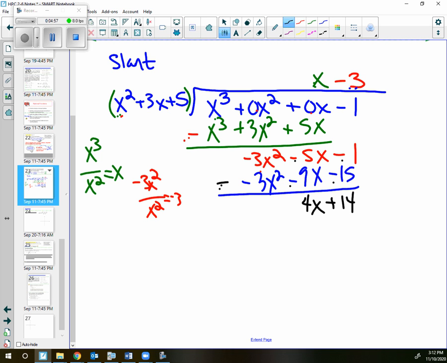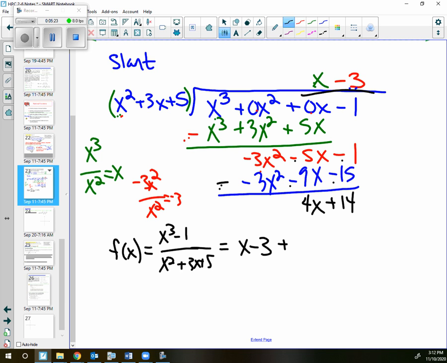So I have a remainder, which is totally fine because our point here is not to check to see if this is a 0. We're trying to see the slant asymptote. In other words, what linear equation does this ratio get closer and closer to? So we have our f of x, and we took that division, and we divided the x cubed minus 1 over this x squared plus 3x plus 5. And what did we get for our quotient? Well, we got this quotient, so x minus 3, plus a remainder, right, 4x plus 14, over our divisor.